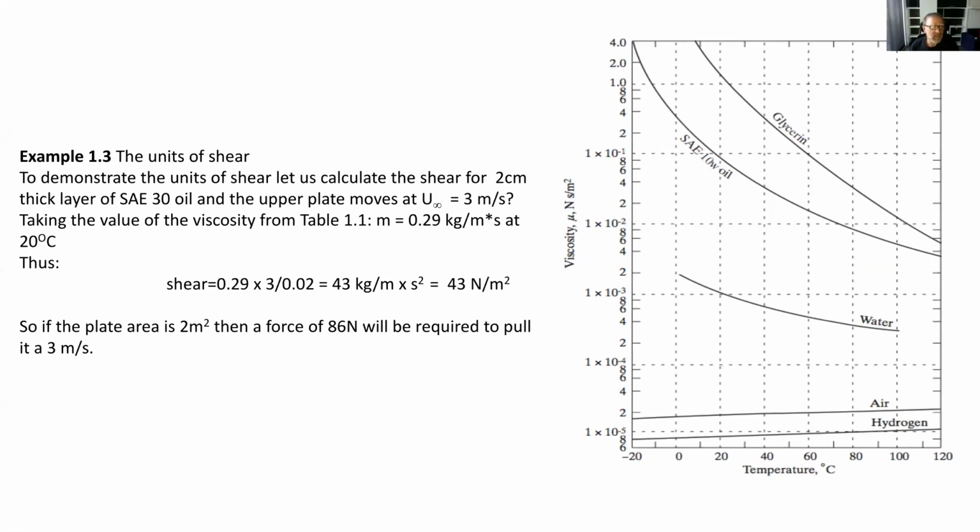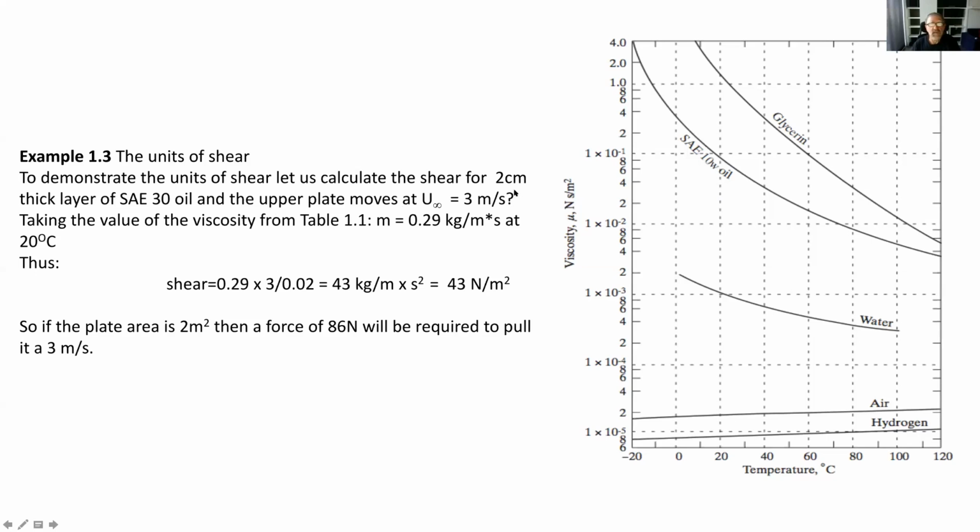Then later I'm going to ask for 2. So imagine the upper surface is infinite, but we're trying to look at a segment of 1 meter by 1 meter. So what is the shear force? It is the force F per 1 meter square. It's going to be mu, which is the 0.29, the viscosity. Upper surface velocity is 3 meters per second, divided by the spacing, which is 2 centimeters, so it's 0.02 meters.